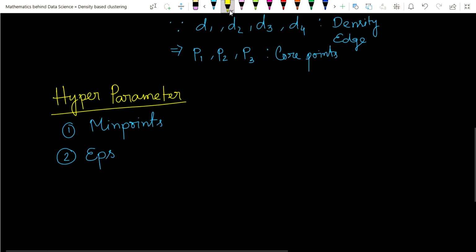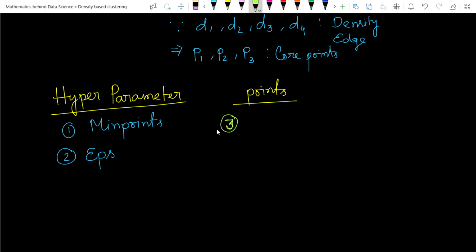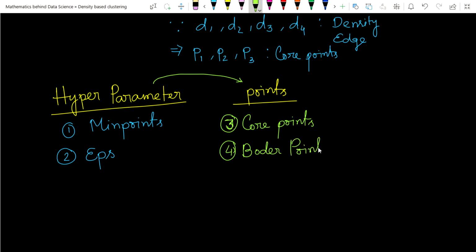Now the second concept, in the third lecture, we got some basic points. Using this hyperparameter concept, we have built these 3 points. First point is the core point. Fourth parameter that we have built is the border point. And the fifth one is the noise point.